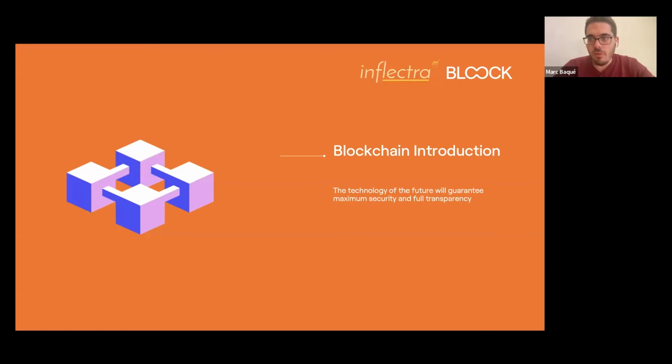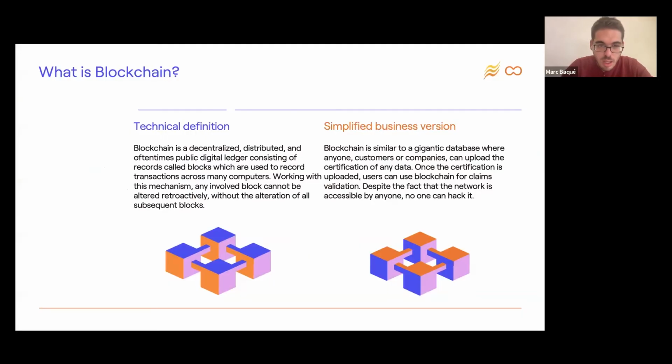So this can be solved by using blockchain. This is the topic of this webinar. So first of all, let me explain really quickly what blockchain is for people who may not know the technology. I'm going to do a simplified version. I'm not going to go into the technicalities of the technology because I could be speaking for pretty much 6 hours, probably. So I'm going to do a quick intro here.